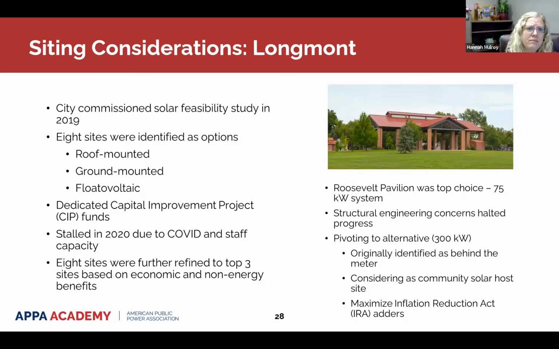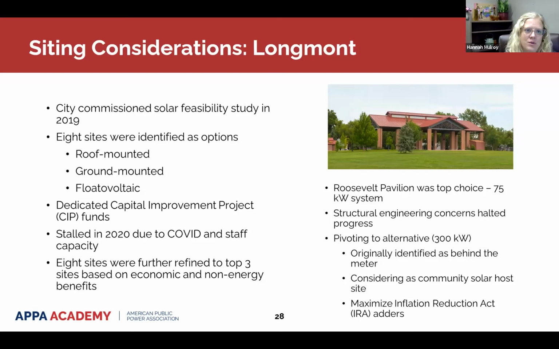We are seeking leadership approval and facility buy-in for a 300 kW system. It's on an industrial type facility in the city, our wastewater treatment and waste services campus. It was originally identified as a behind the meter installation, so they were going to offtake all of it and offset their very substantial energy, but we are trying to work with them to consider it as a solar host community site.